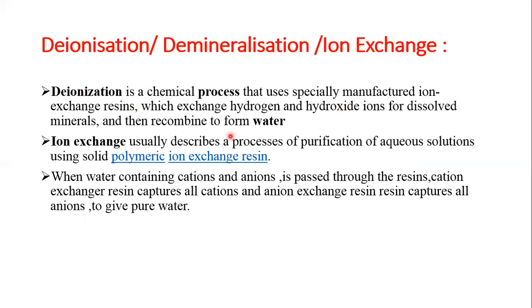from the water. In the ion exchange process, we use polymeric ion exchange resin, that is cation exchange resin and the anion exchange resins. So when water which has cations and anions is passed to the resin, cation exchange resin captures all the cations and anion exchange resin captures all the anions which are present in the water sample, and finally we will get the demineral water or the pure water.